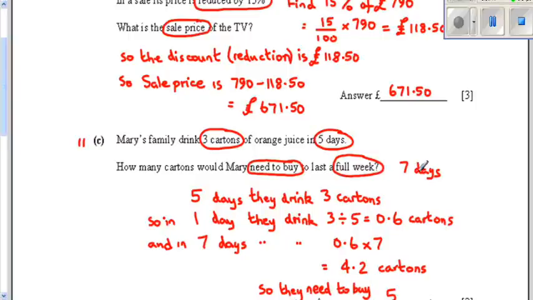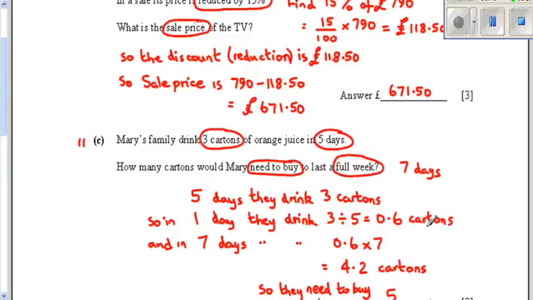Of course, a full week is 7 days. So let's write down what we know. Start off, 5 days, they drink 3 cartons. So one way of doing this is to say, okay, how much do they drink in 1 day? So in 5 days, 3 cartons, so 1 day is going to be a fifth of that, or 3 divided by 5, which is 0.6 cartons.